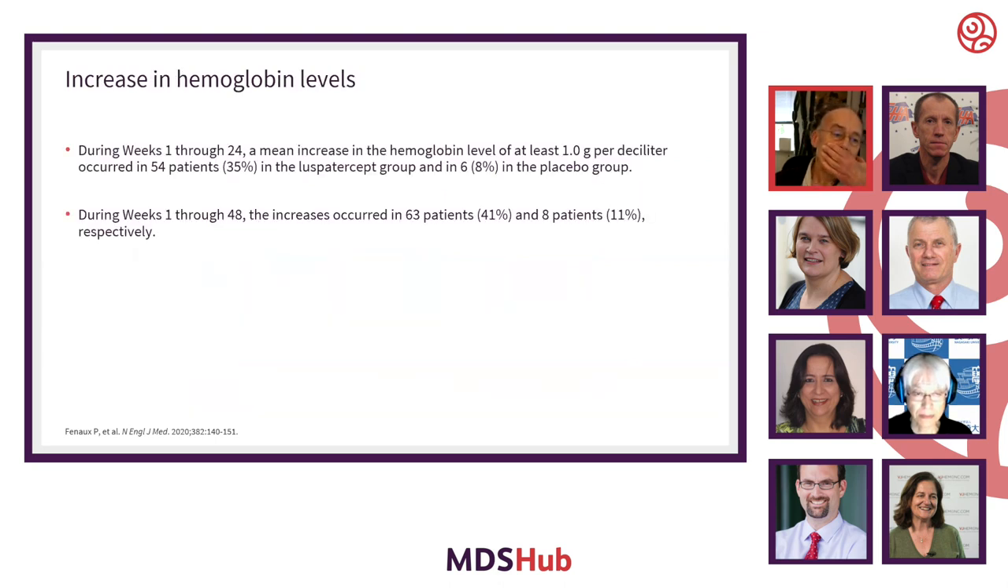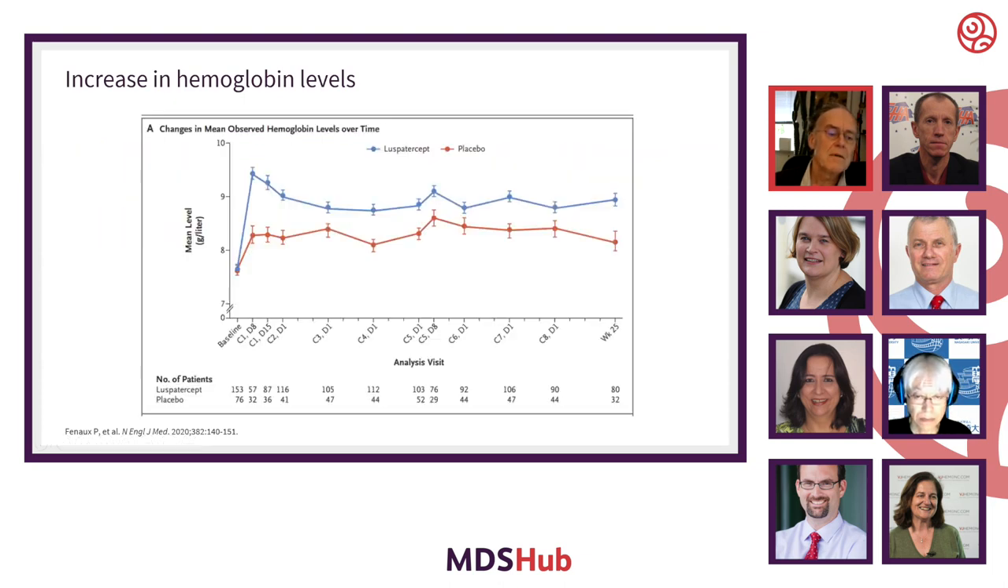So the increase in hemoglobin levels during this study, during the first 24 weeks, there was a median increase in hemoglobin level of at least 1 gram per deciliter in 35% of the patients in the luspatercept group and only 8% in the placebo group. And with the longer duration, this was 41% to 11%. Next slide shows the overall picture.